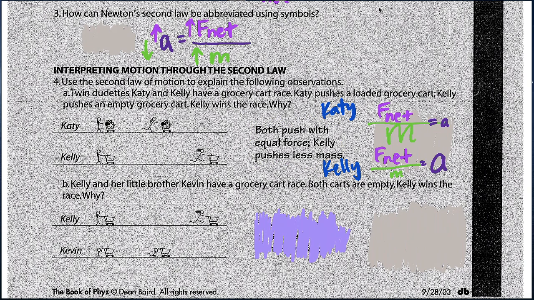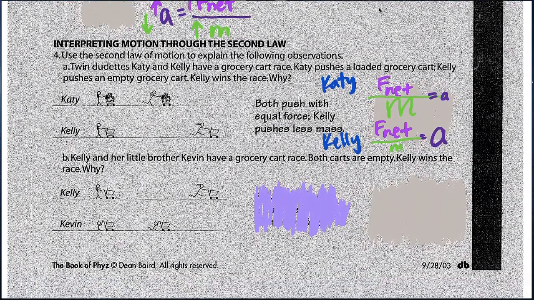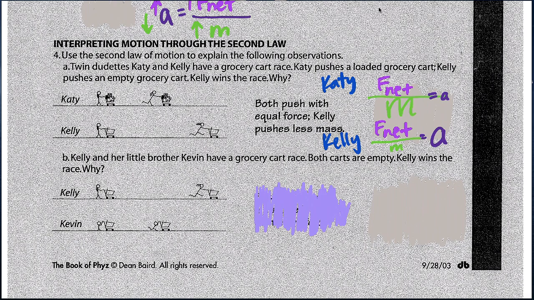Part B, Kelly and Kevin are racing now. Kelly is older than Kevin, so we're going to assume that she's stronger than he is. Okay, so we'll set up similar equations here. So we've got Kelly and we've got Kevin. And we're saying that Kelly is stronger, so she has a bigger F net, and he has a little F net. They both have empty carts, so that means that the masses are the same for both.